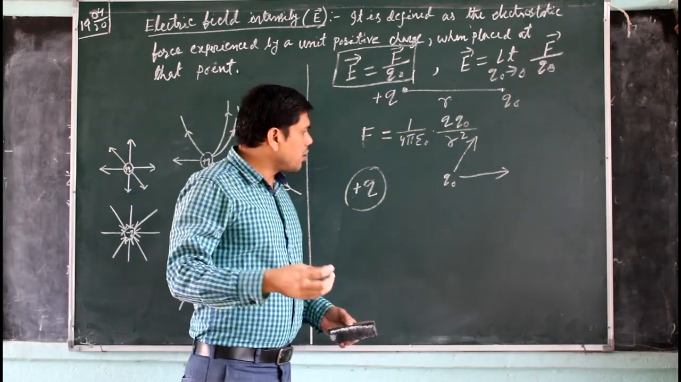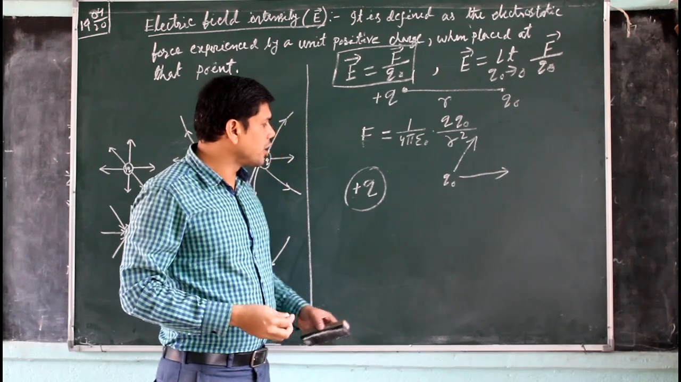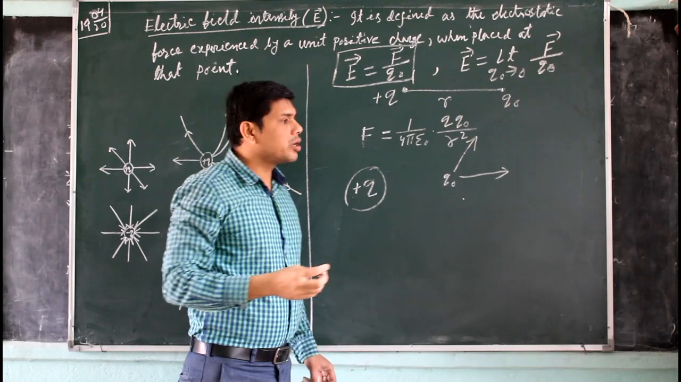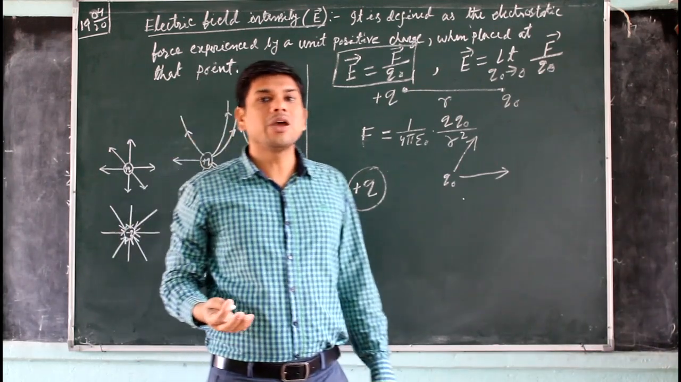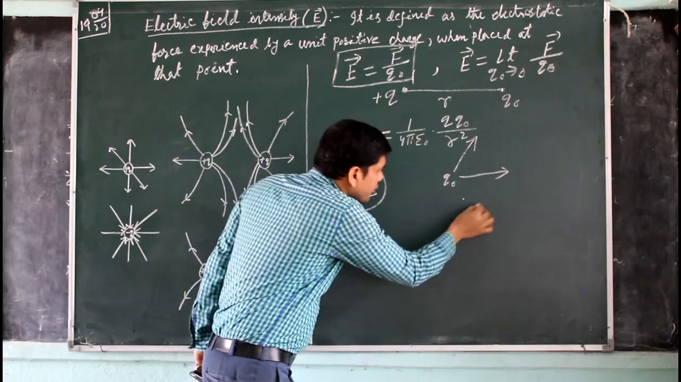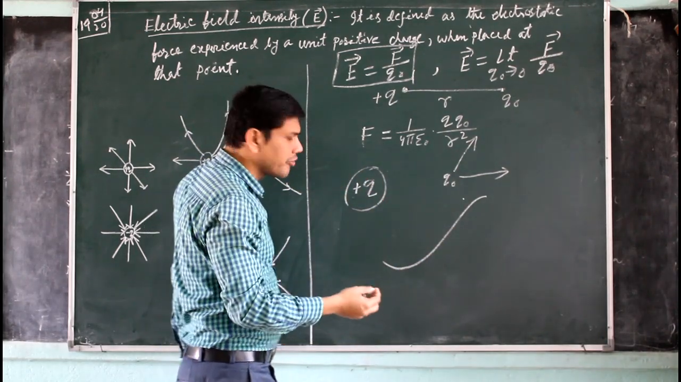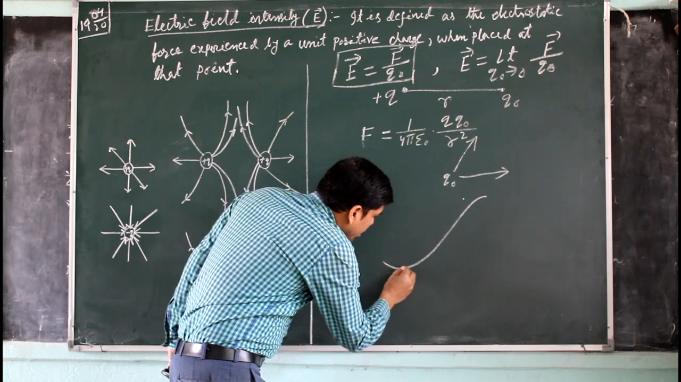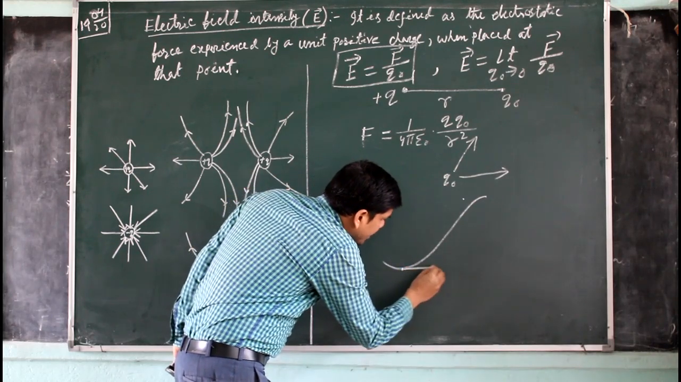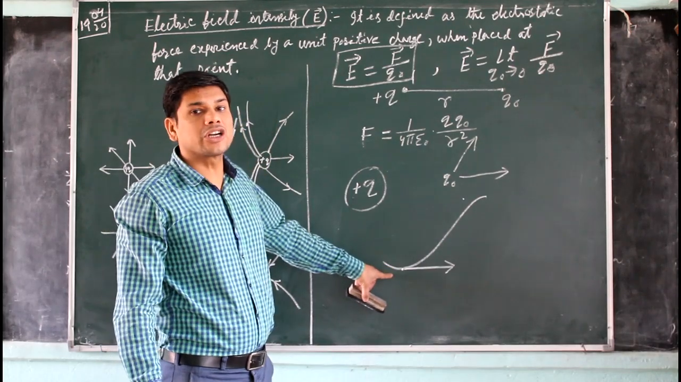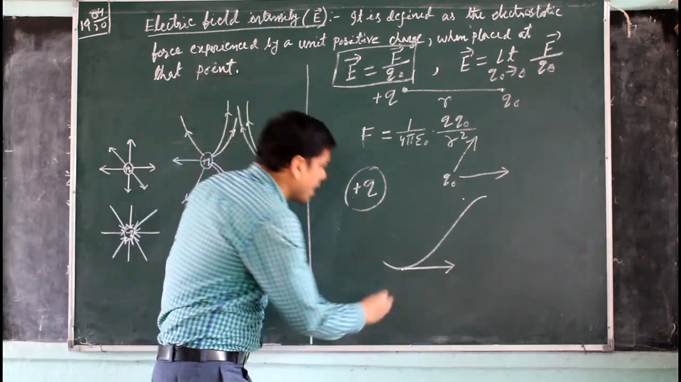Another way we can define it: electric field lines are not always a straight line. They may be a curve. If the electric field line is a curve like this, then how do we find the electric field? We have to draw a tangent at this point. This tangent gives the direction of the electric field line at this point.